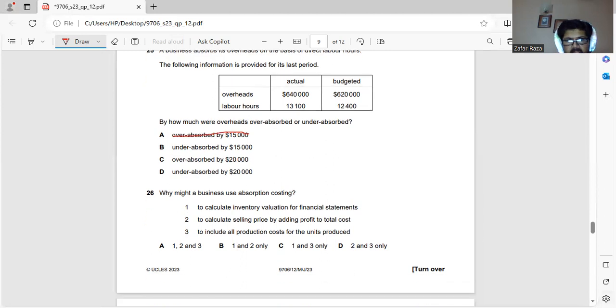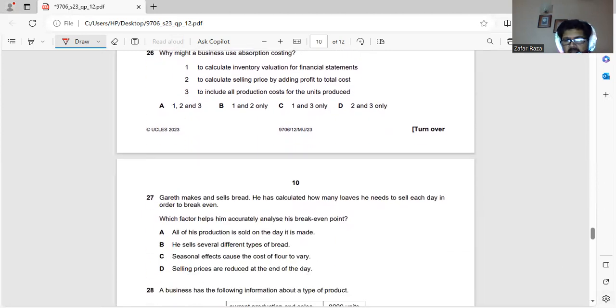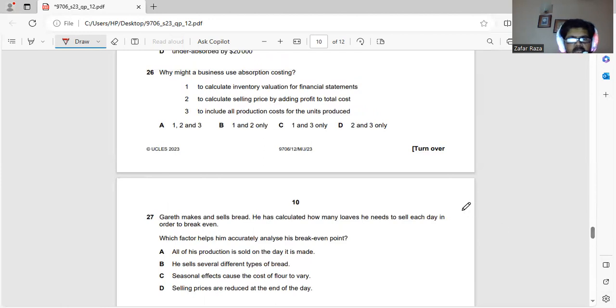Okay. Now come to 26. Why might a business use absorption costing? To calculate inventory valuation of financial statement, to calculate selling price by adding profit to total cost, to include all production costs for the units produced? You say all three statements are correct, so A should be the answer.